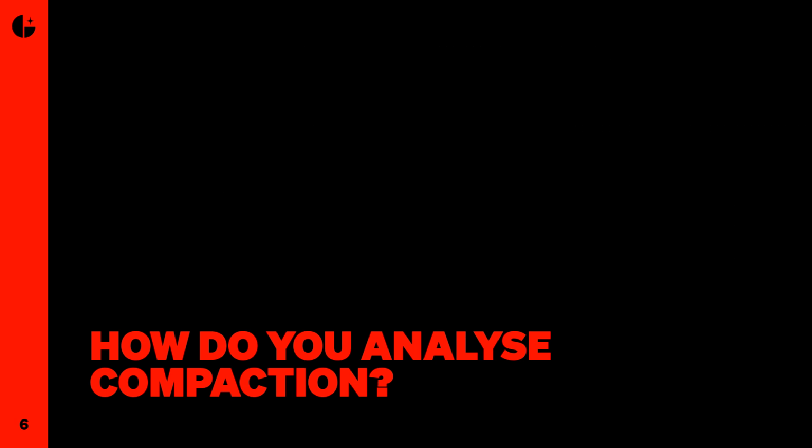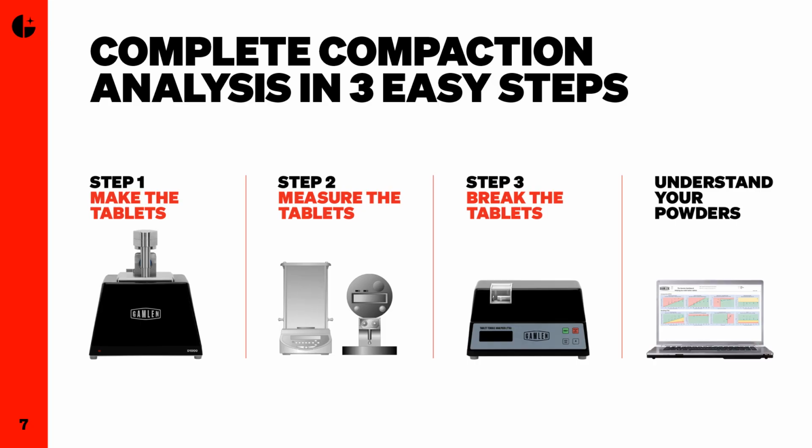So next is, how do you go about analyzing compaction? It's carried out in 3 steps. First, you make the tablets, then you measure the tablets, and finally you break the tablets. You want to make the tablets in such a way that you can accurately measure the load that's being applied to the tablets during compaction. Then measuring the tablets involves weighing the tablets and measuring their dimensions, the thickness and diameter.